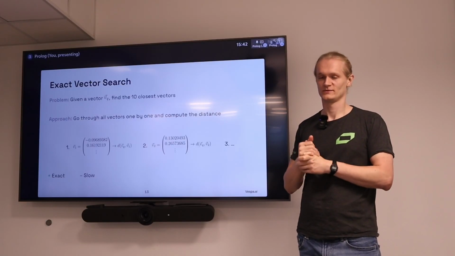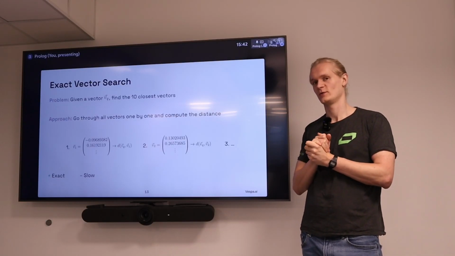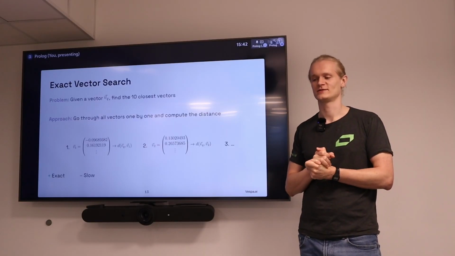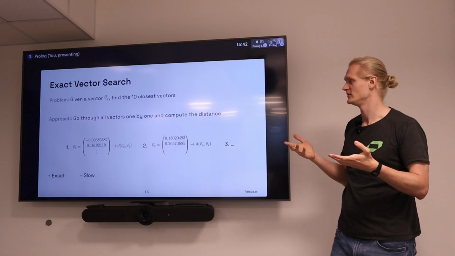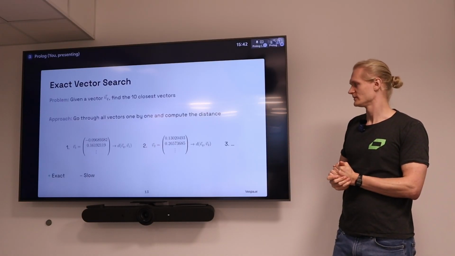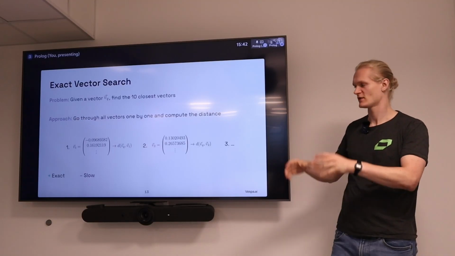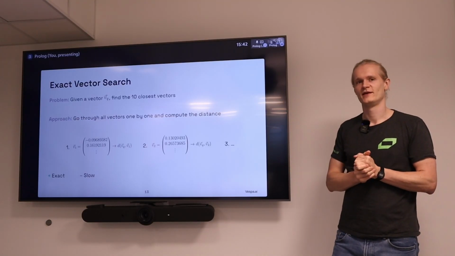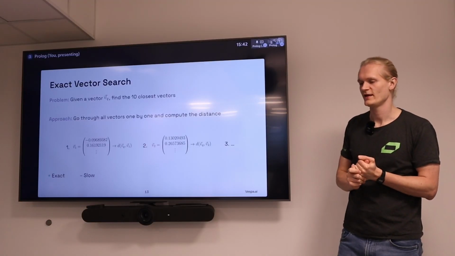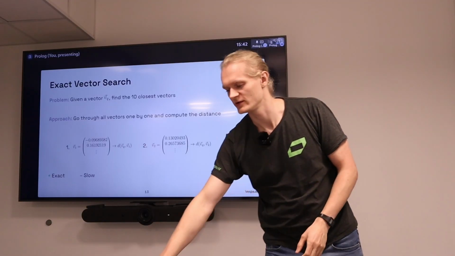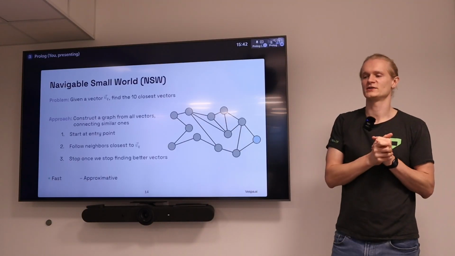And this, even though computers are really fast, is not a smart way to do this. So in practice, we want to work smarter, not harder, not just throwing more CPUs and more money at the problem. And you might have heard about an algorithm that's called HNSW.